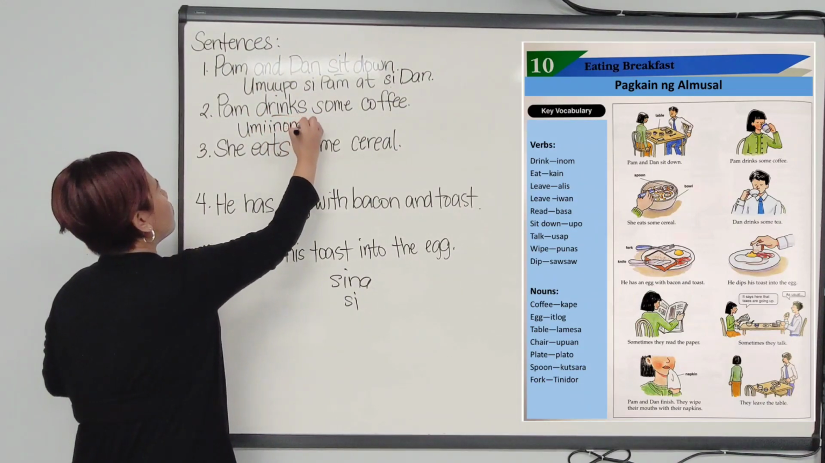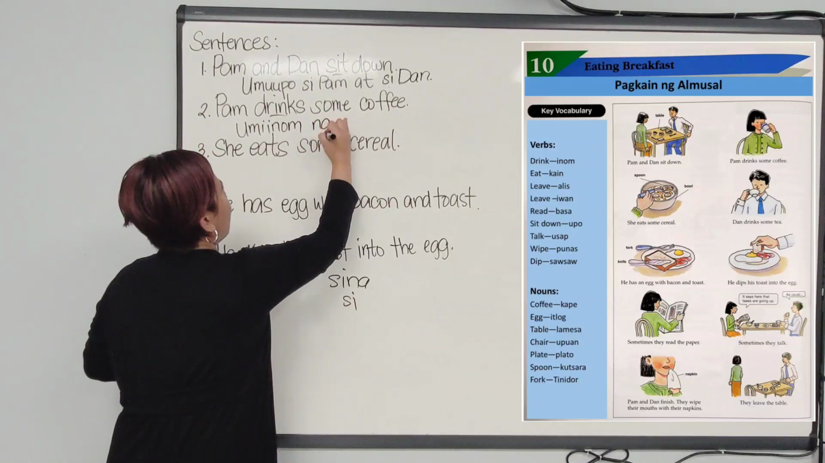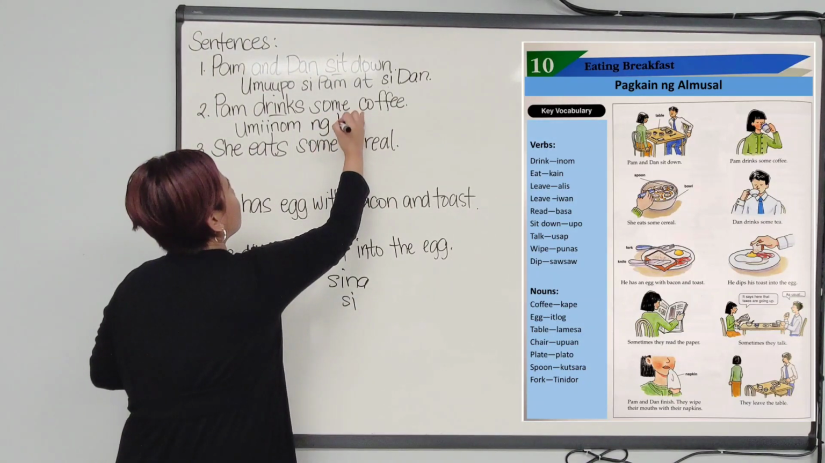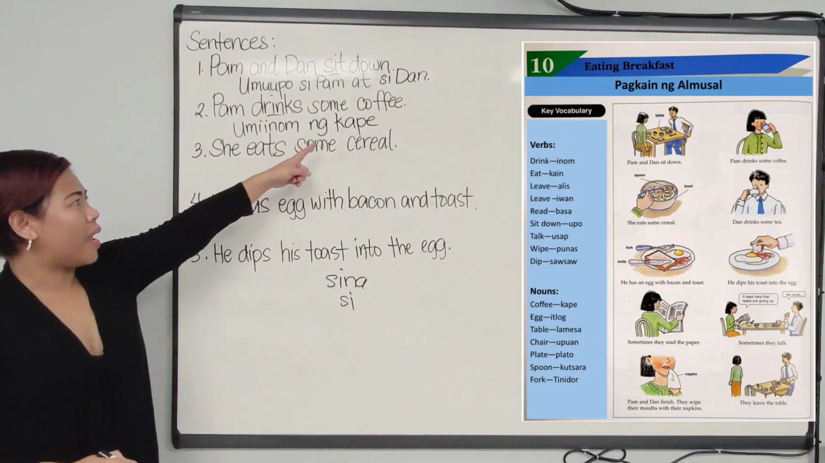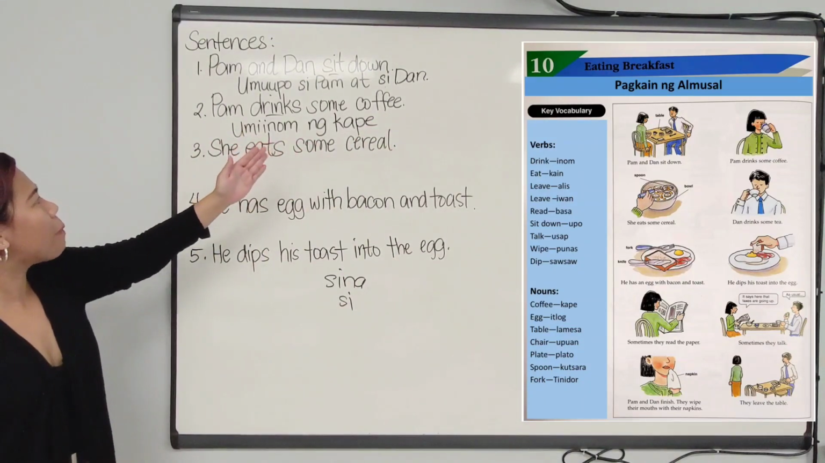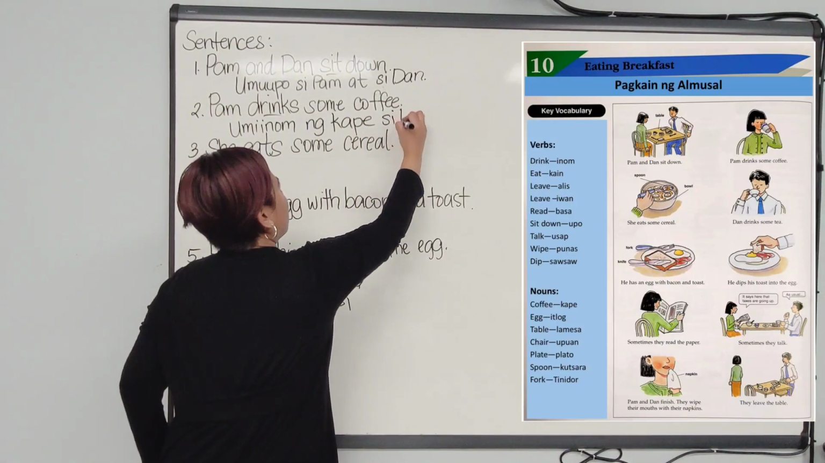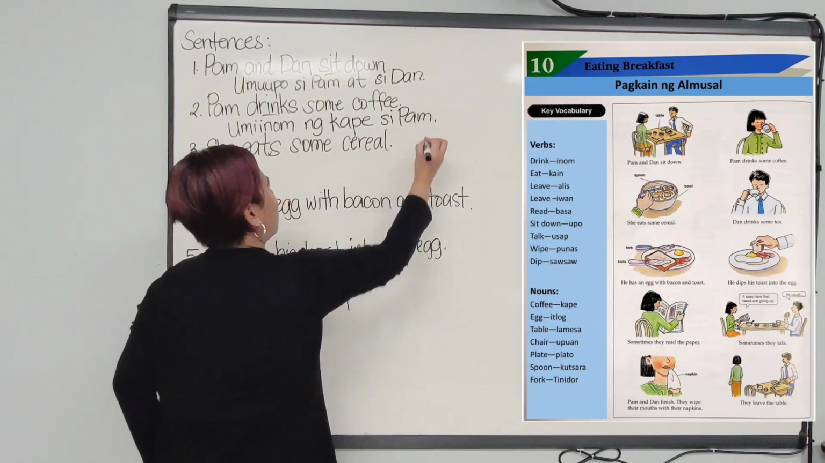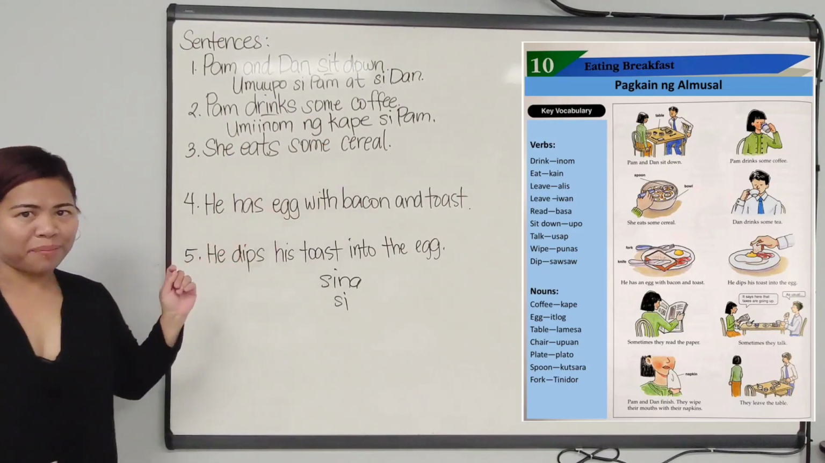Umiinom ng kape. That's how you spell kape. It's coffee. Umiinom ng kape. Who? Si Pam. There. Umiinom ng kape si Pam.